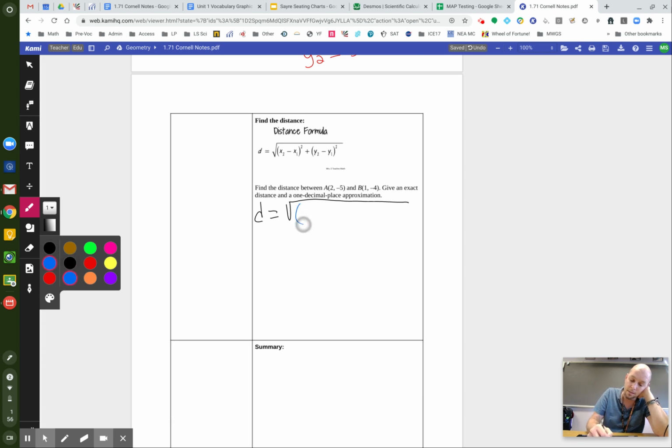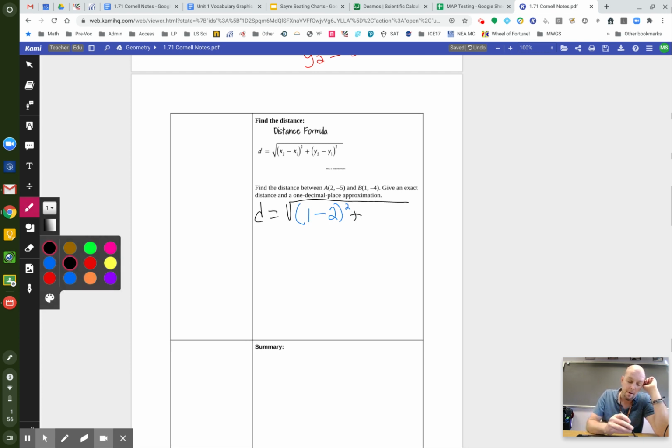So I'm going to plug in my x's. I've got x2, which remember means it's the second x, not the first one. You've got to keep them in the same order. So I'm going to use the 1 first. So I have 1 minus my other x coordinate, which is 2, and then I square that.